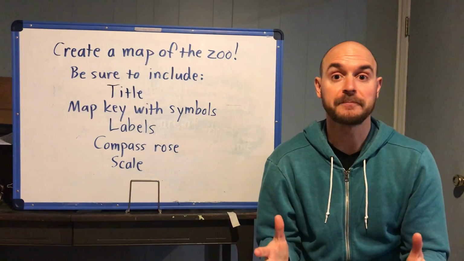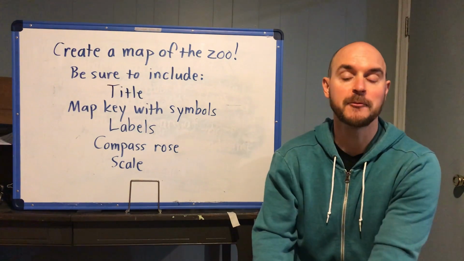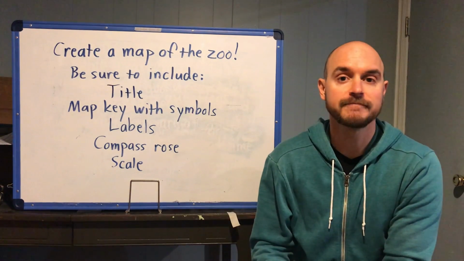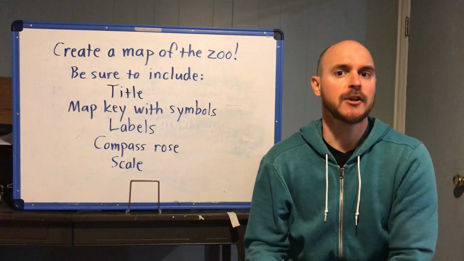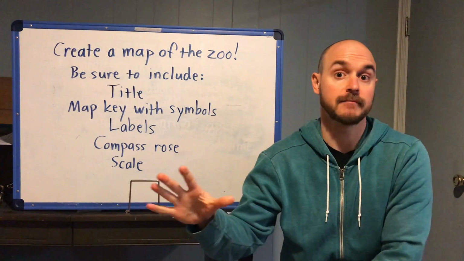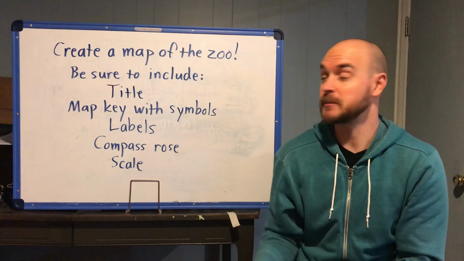For everyone, this is a great review of some of those map skills that have been worked on in the past. So make sure your map includes a title. Include a map key with symbols. That means you don't have to be writing words all over your map, and in some cases it gets tough to fit big words into tiny spaces.